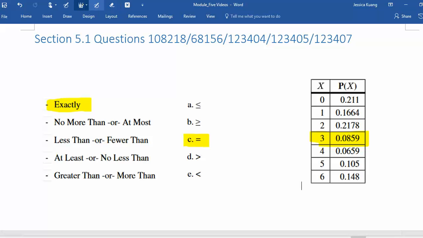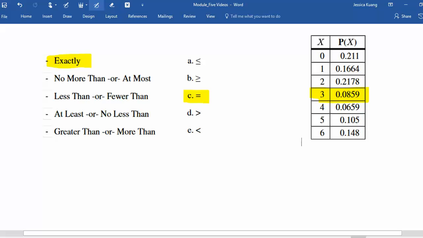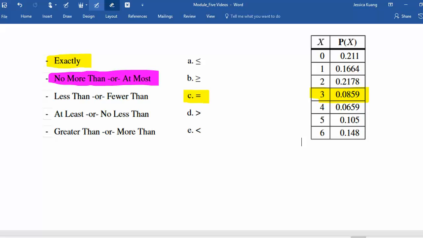Next one. What if we ask, what is the probability of getting a number that is no more than 3 or at most 3? Okay, no more than 3. Well, 0 is not more than 3. 1 is not more than 3. 2 is not more than 3. And 3 is actually not more than 3.